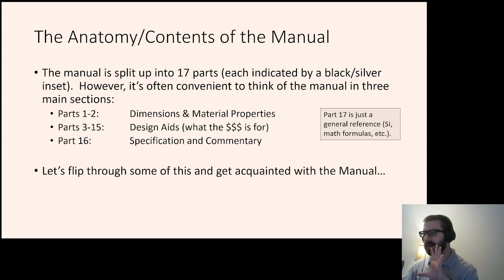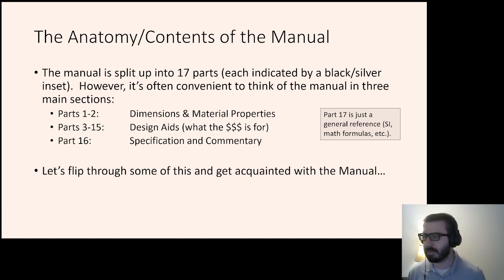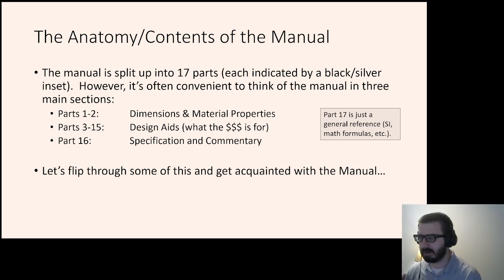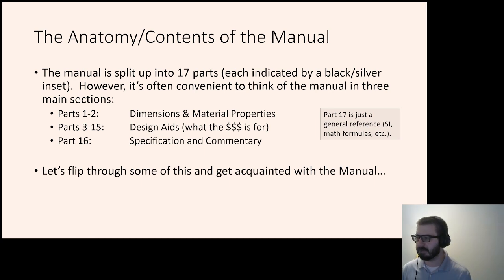I tend to think of the manual, however, in three big chunks. The first chunk are parts 1 and 2. Parts 1 and 2 are the two tabs that say DIM, and then the tabs that say GEN. Those are the starting values for pretty much everything that we do in steel design. That's where you find the dimensions of rolled shapes and angles and channels and I-beams and what have you. That's where you find all of the relevant material properties. Those are the starting value components. Okay, and so that's what I think of as one chunk.